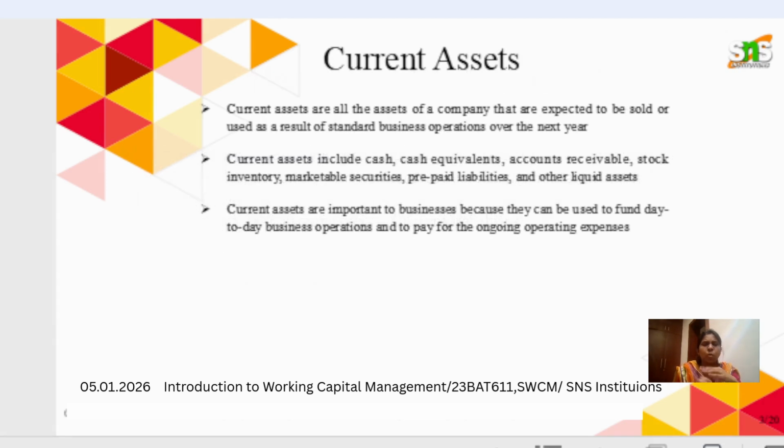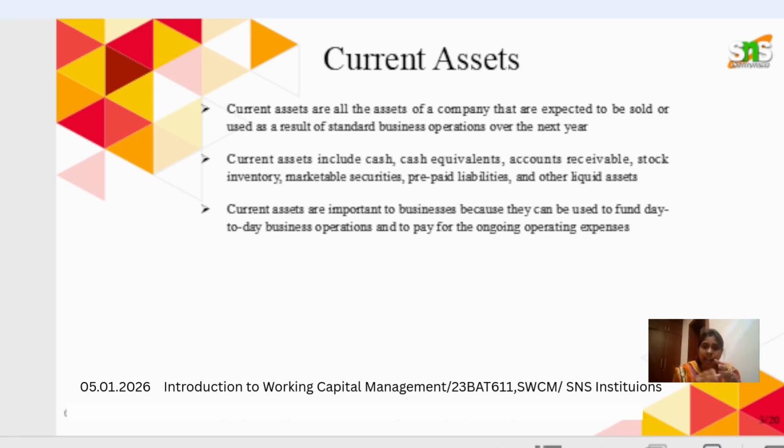The next is what is meant by current assets. Current assets are all the assets of a company that are expected to be sold or used as a result of standard business operations over the next year. So only for a period of a year will they be calculated as current assets. Whichever assets the company expects to sell or use within a year are said to be current assets.